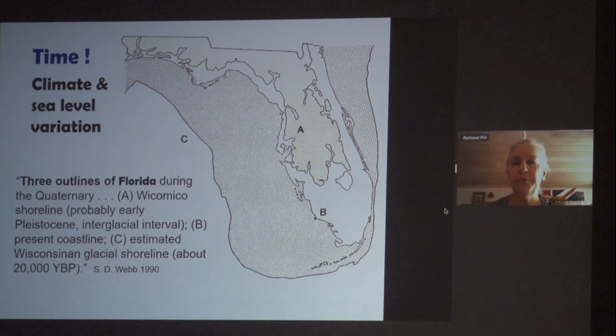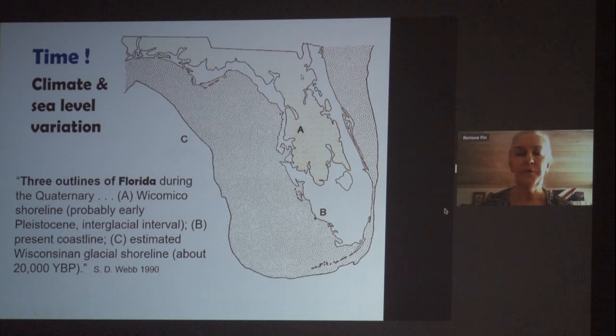All right, but we want to factor in time because that's critically important. What you're seeing mapped here are 3 different shorelines for the state of Florida, currently at B. A represents much higher sea level stands, and we can cite episodes, and I will, in deeper time when the stands were even higher and Florida was reduced to a series of islands like an archipelago. And what flora existed was present as island communities in that landscape.